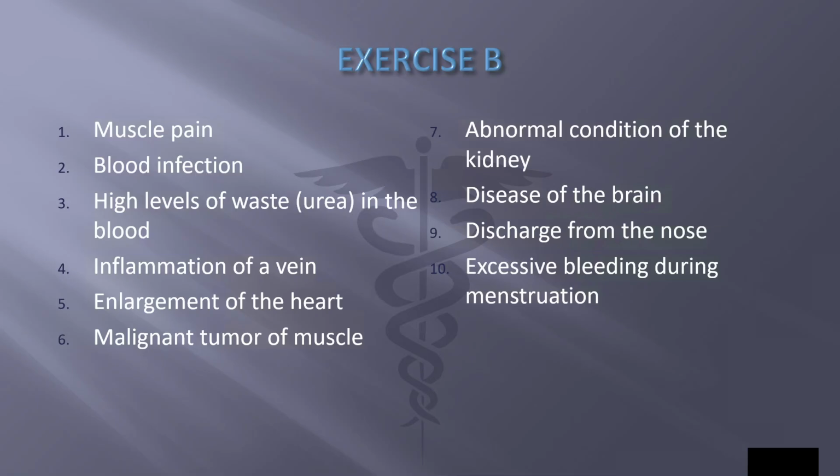Exercise B, give definitions for the following terms. Number 1, myalgia is muscle pain. 2, septicemia means blood infection. 3, uremia. This is high levels of waste or urea in the blood. 4, phlebitis is inflammation of a vein. Number 5, cardiomegaly. This is enlargement of the heart.